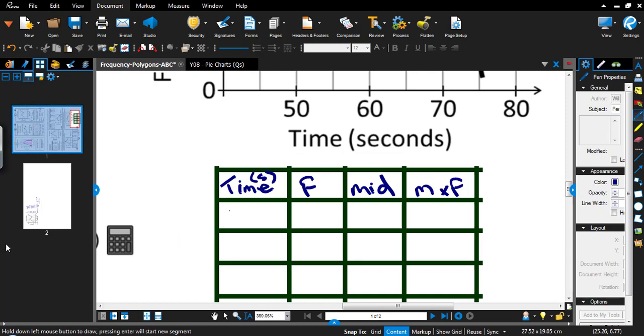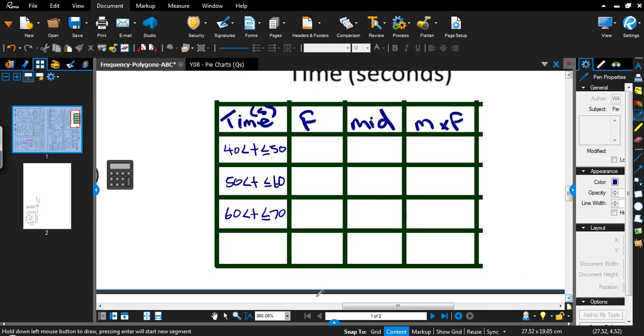Ready? So this is obviously 40. So we're going to have 40 less than t less than or equal to 50. 50 less than t less than or equal to 60. 60 less than t less than or equal to 70. And then 70 less than t less than or equal to 80.